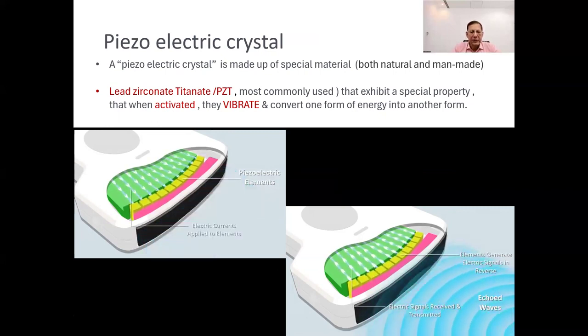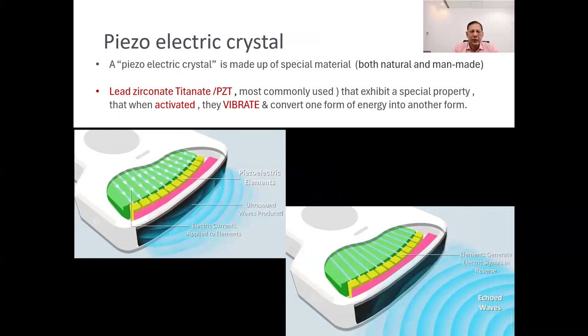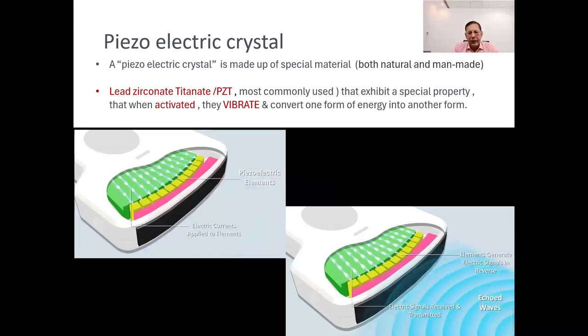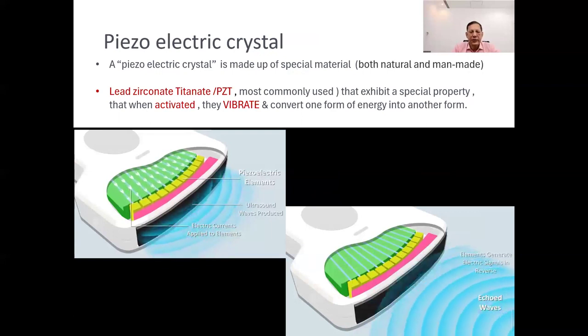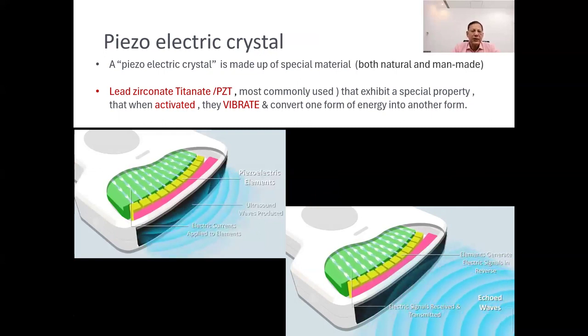Piezoelectric crystals are indeed positioned near the surface of ultrasound transducers, and this arrangement is crucial for their function in generating and detecting ultrasound waves. The arrangement of each crystal depends on the specific application and the desired functionality of the device.